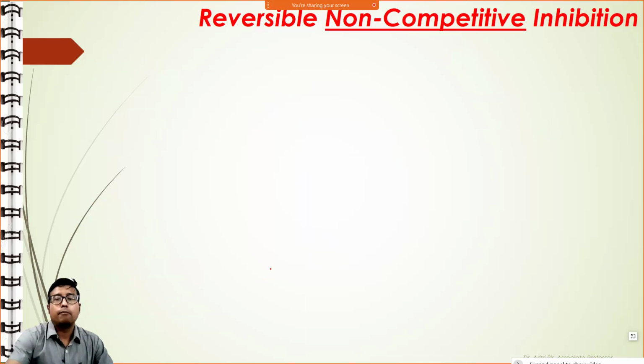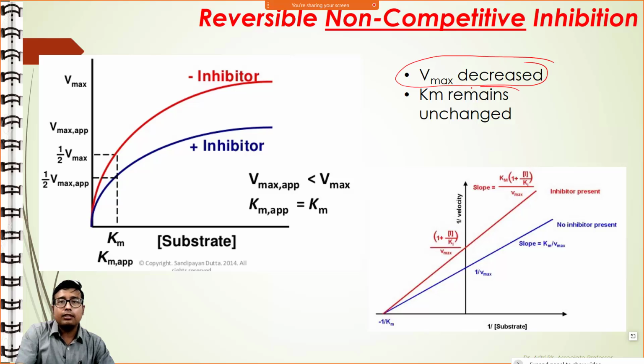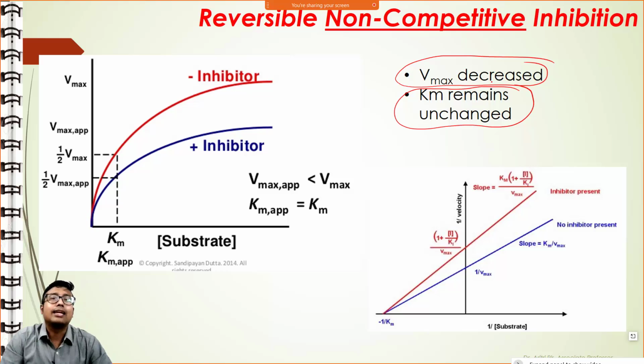The next difference is in the kinetics, the changes in Km and Vmax. In case of competitive, the Vmax remained unchanged and the Km was increasing. Over here just the reverse thing happens, right? Vmax is decreased and Km remains unchanged. That is the affinity of the enzyme towards the substrate. It remains the same. Why does it remain the same? Because the active site will be occupied by the substrate only.